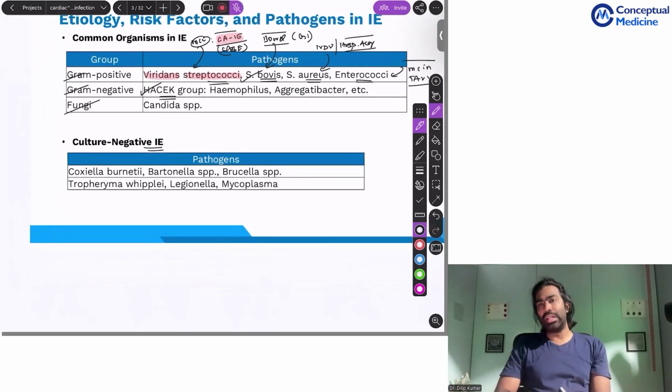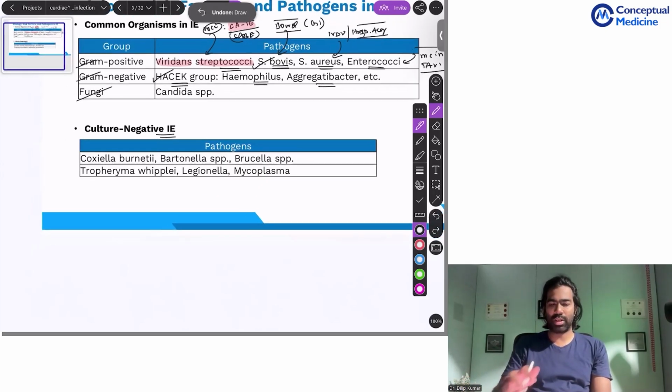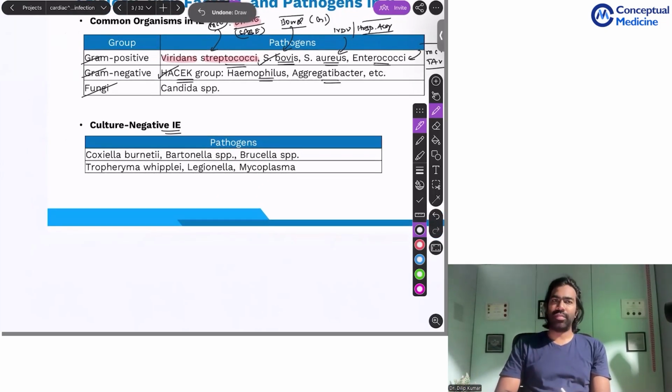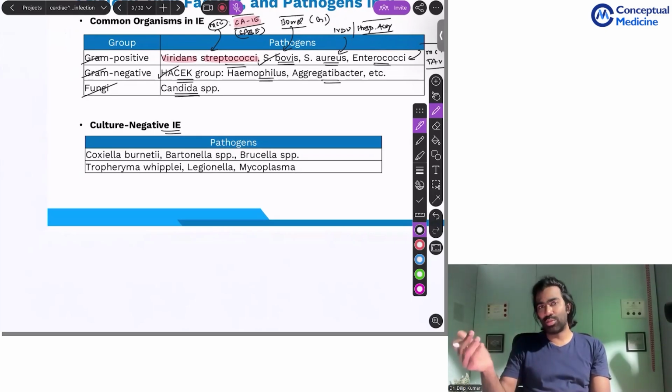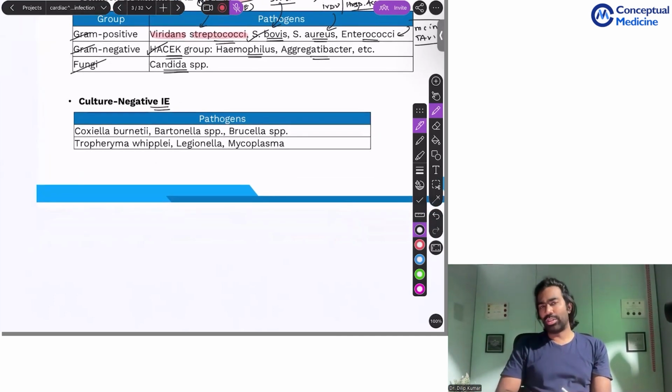Previously, it's been categorized under culture-negative infective endocarditis, but nowadays we don't do that. Haemophilus can cause, Aggregatibacter can cause. These are the things that are going to come under the HACEK group of organisms. Most of them are gram-negative in nature. And when it comes to fungus, the most common fungus that causes endocarditis in ICU patients is going to be Candida. When you isolate Candida in the blood, it's never a commensal, it's never a contaminant. It's almost always going to be pathological.